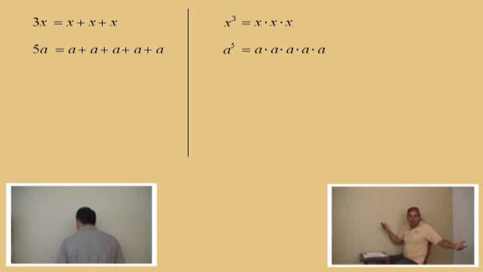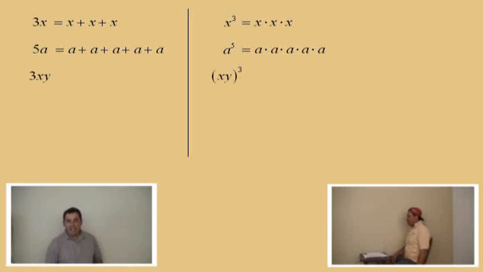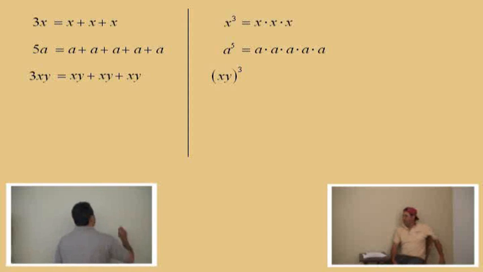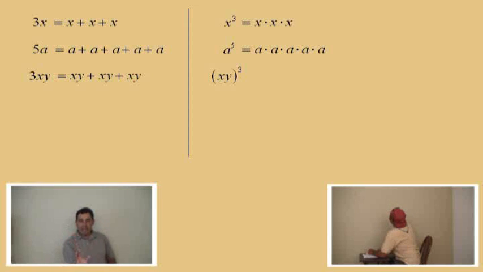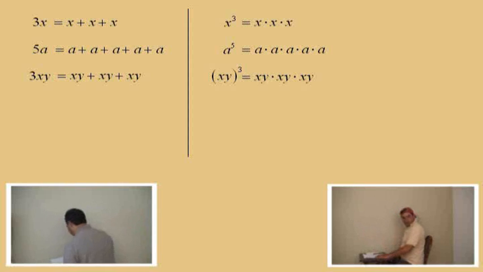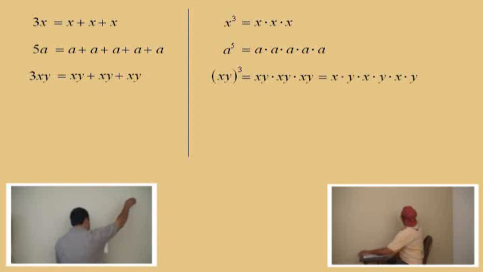Okay, let's get a little bit more complicated now. Suppose you have 3xy, Charlie. What does that mean? xy plus xy plus xy. Very nice. Now look at this next one, (xy) cubed. Remember, the xy is in parentheses, which means the xy is the base. So xy raised to the third power means xy times xy times xy, which simply means x times y times x times y times x times y.